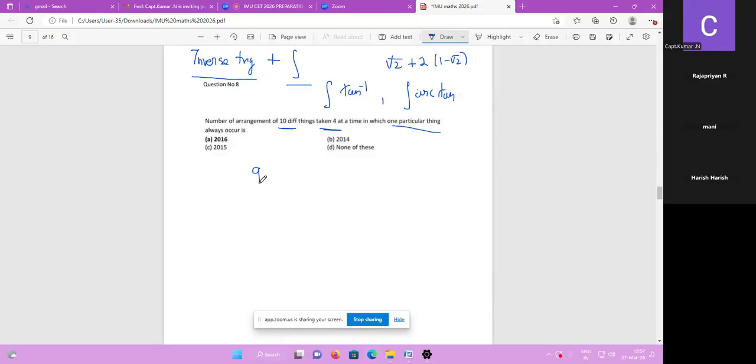So 9 choose 3. Okay, so this tells that I'm choosing 4. So that 4 can be used in a different manner. So I'll multiply with 4 factorial.